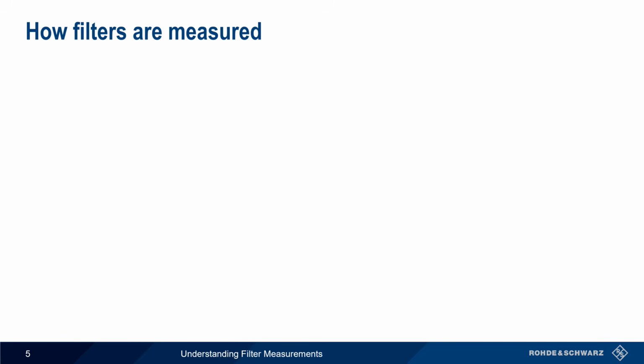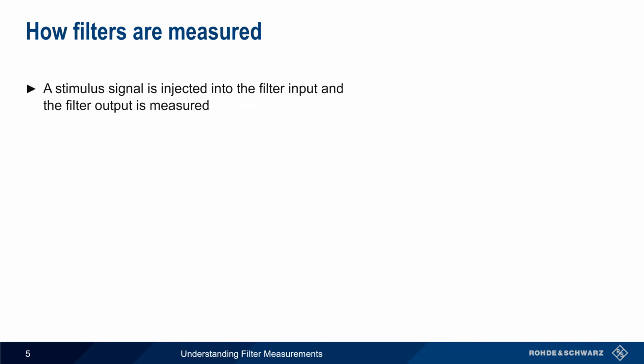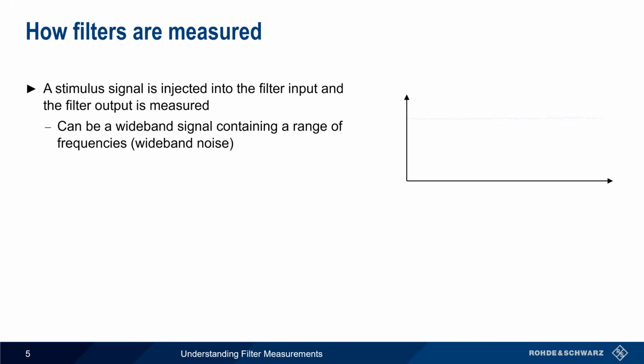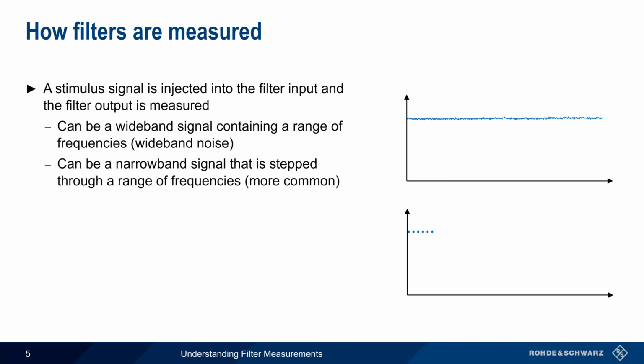Next, let's discuss how filters are measured. Measuring filters involves injecting a signal into the input of the filter and simultaneously measuring the output of the filter. And this can be done with two different types of signals. One method is to use a wideband noise source as a signal, since this signal will contain power over a wide range of frequencies. The other method is to input a narrowband or CW signal, which is then sequentially stepped through a range of frequencies. This is by far the more common way of making filter measurements.